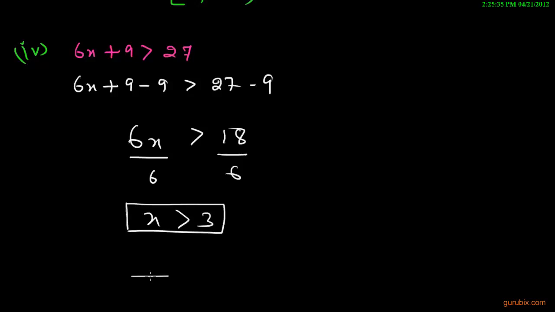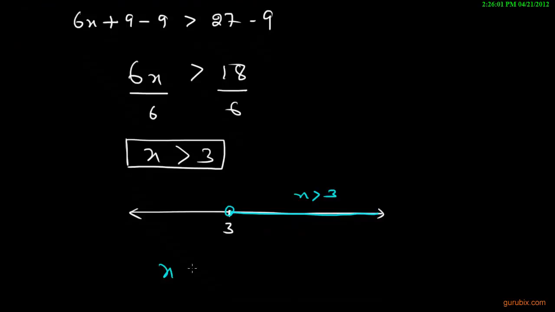So this is the solution, and we can also represent it on a number line. This is the point 3, and x is greater than 3, therefore all the values greater than 3 are in the solution set of the given inequation. Since x is not equal to 3, we shall place an open circle here, and we can write x belongs to the interval 3 to positive infinity. So this is the solution of all four parts of the example.